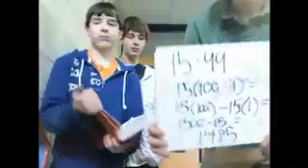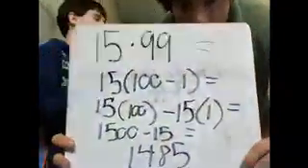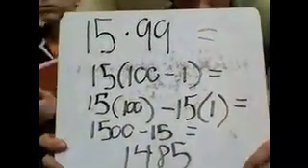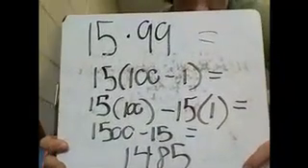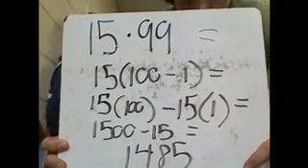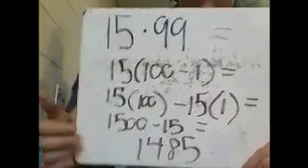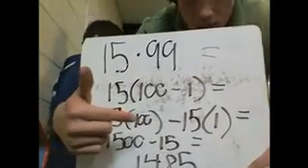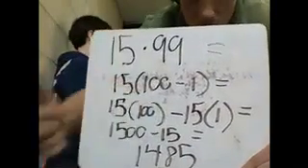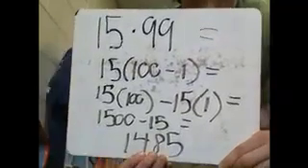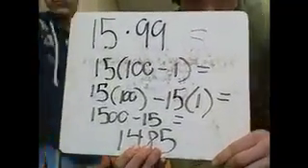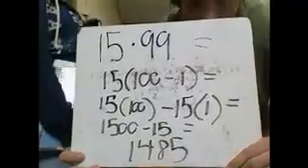Now I have, take your 15 times 99, which as you can see I simplified to 15 times 100 minus 1, because 100 minus 1 equals 99. Then I have 15 times 100 minus 15 times 1. It's pretty simple stuff, equals 1500 minus 15, which equals 1485.